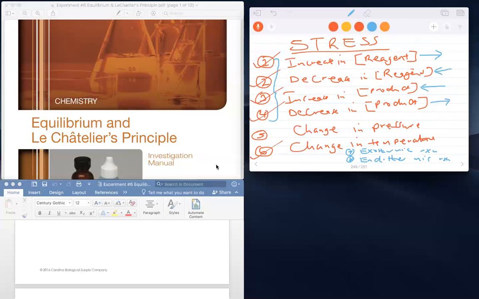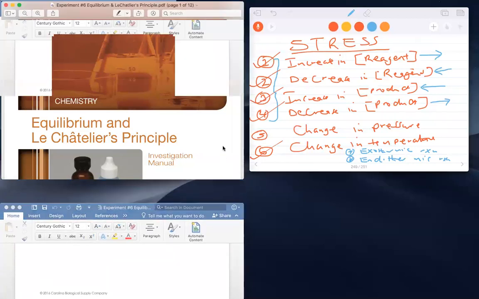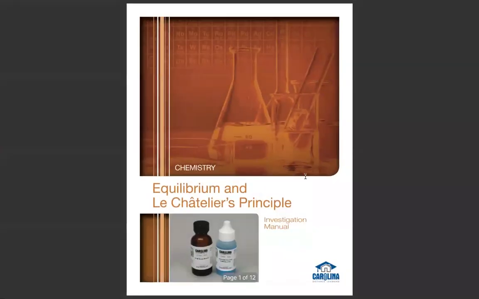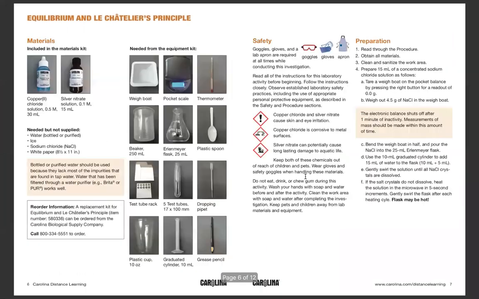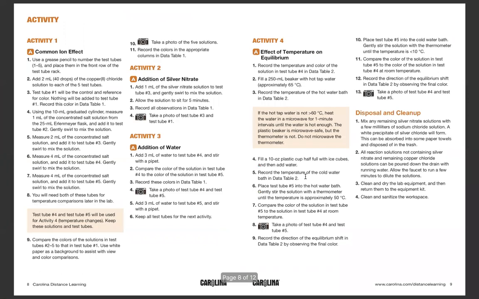And the effect of change in temperature on a system at equilibrium. So in part or activity one, activity two, and activity three, that means change in concentration. There is activity one, activity two, and activity three. This has to do with change in concentration.